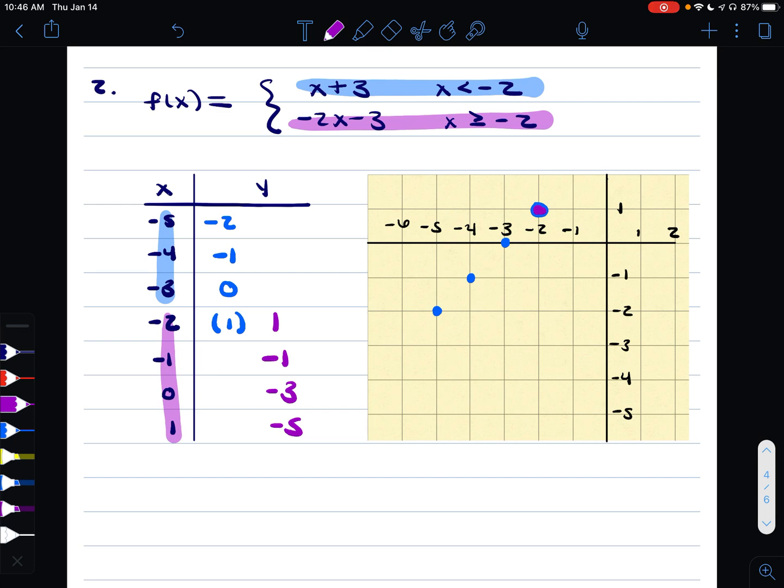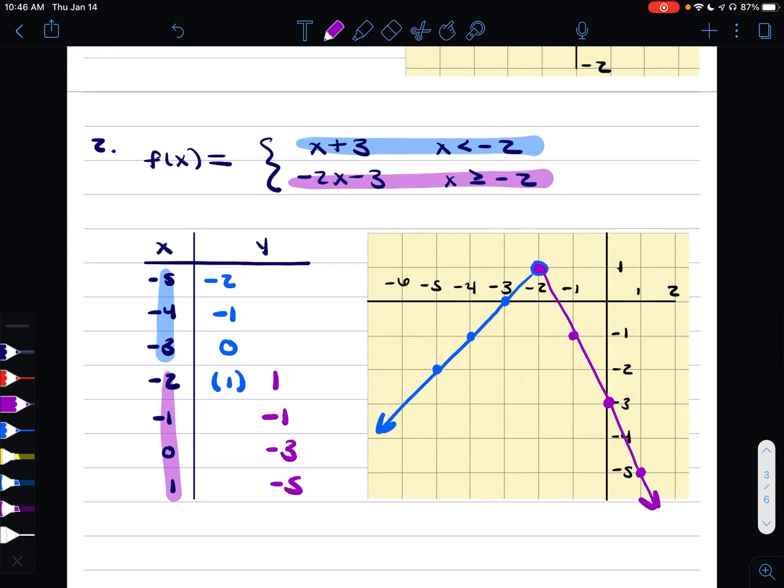So this time our two equations happen to coincide at that transition point of -2, but as we saw in the previous example, that's not always going to happen, but it can. Okay. All right, and then just keep plotting these points. So -1, -1, 0, -3, and 1, -5. Okay. All right, and then just connect our points. So connect all your blue points together, connect all your purple points together, and we're good to go.